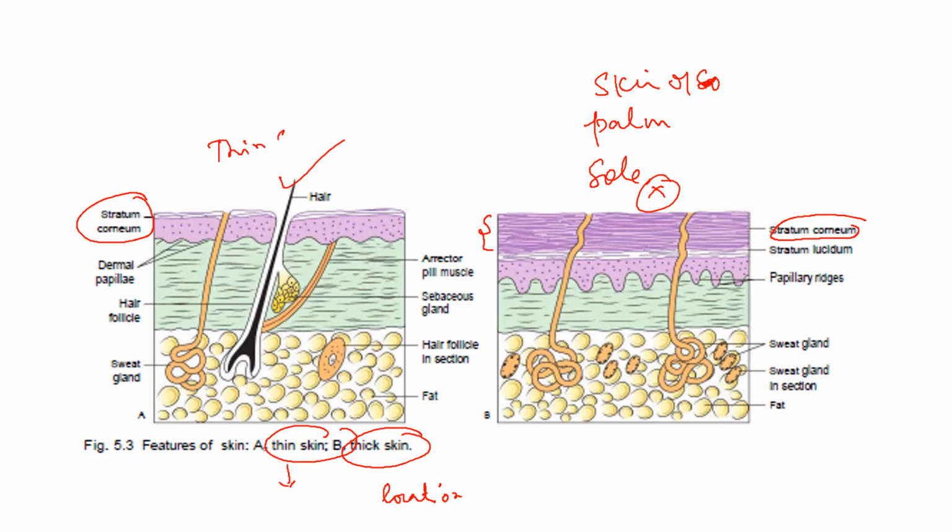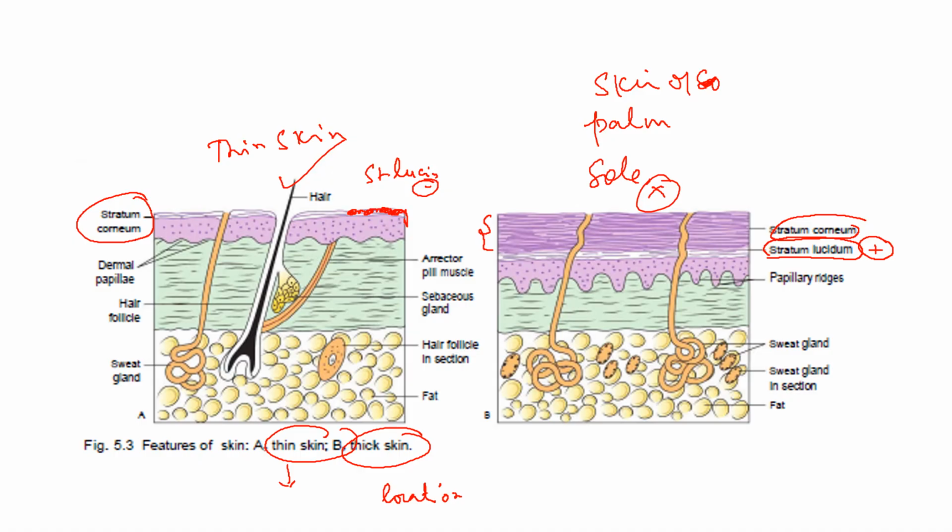This is the image of the thin skin, and this is the image of the thick skin. You can see that the stratum corneum is quite thin in case of thin skin, but it is thick in case of thick skin. The another difference is that you can see the second layer, which is known as stratum lucidum. It is present in case of thick skin, while in case of thin skin, there is no stratum lucidum. The stratum lucidum is absent.